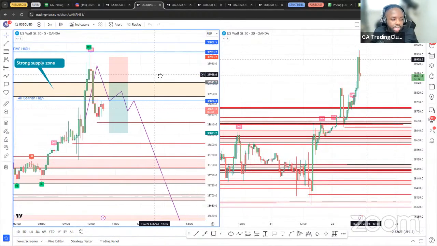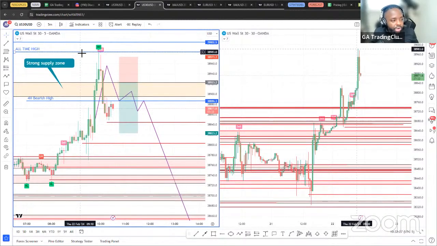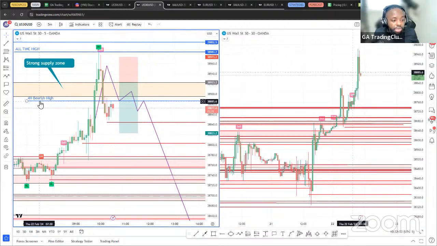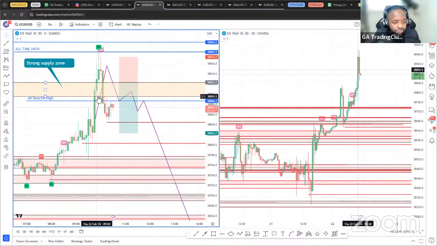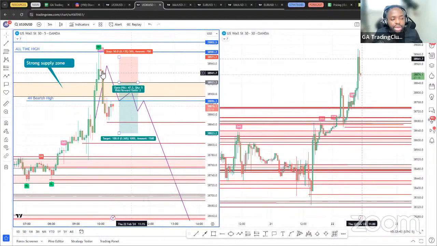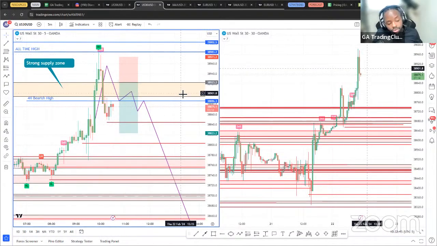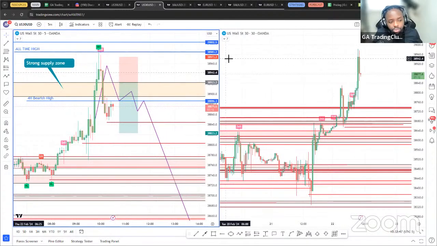But just take a screenshot of this, just so where we have our all-time high, there's a higher high there. We have a 4 hour bearish high at 38,885, 887-ish. We have a strong supply zone between 38,923 and 38,894. And then from there on, right, do your probabilities, watch price action.